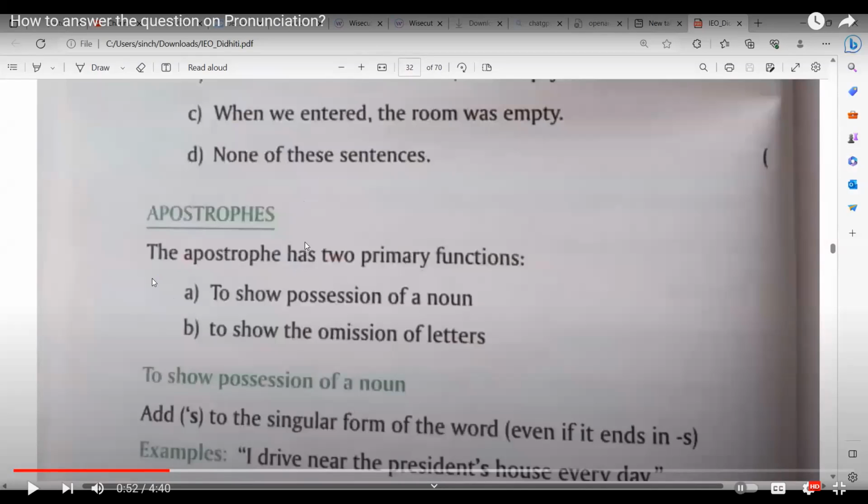Yes, ma'am. To show possession, a noun adds an apostrophe s to the singular form of the word, even if it ends in s. Example: I drive near the president's house every day.